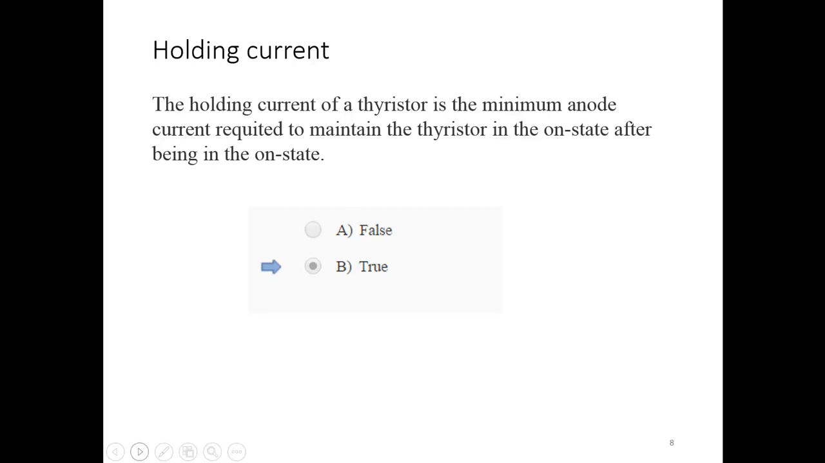The current has to be a certain amount, which is the holding current, before it can maintain the conduction state. The holding current is the minimum anode current required to maintain the thyristor on after being on. Once it is on, it could remain on unless you put this current less than that.